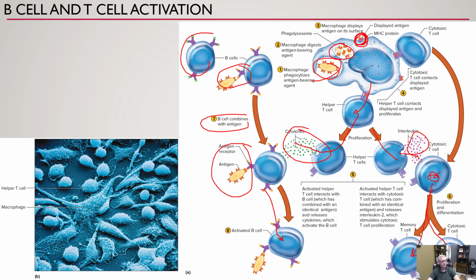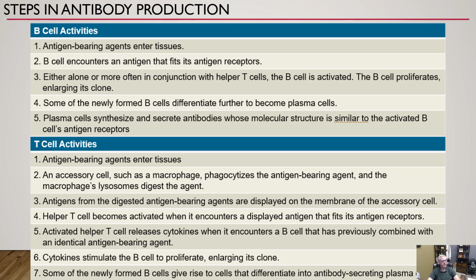All right, and this is just a summary slide of how we produce antibodies in B cells and T cells. This is just a recap of what we've already talked about. I would spend some time looking at this slide, and I think it does a good job of synthesizing what we've talked about so far.